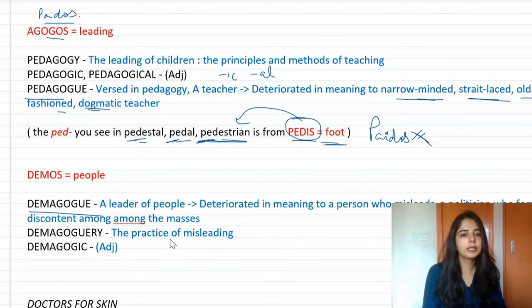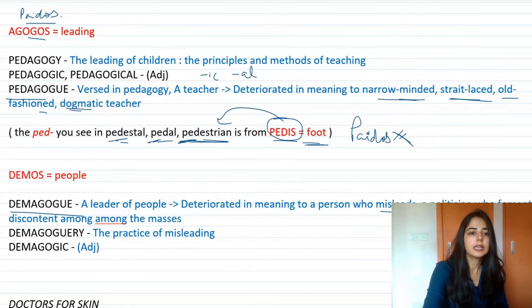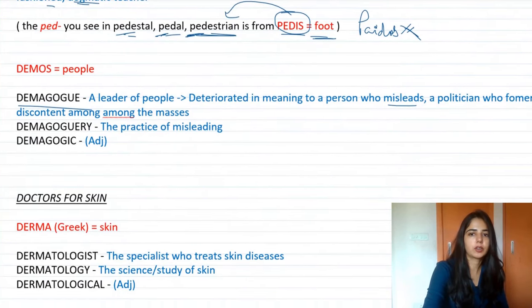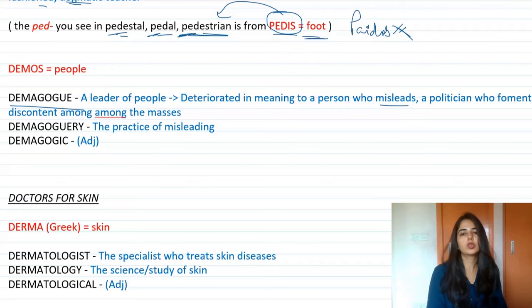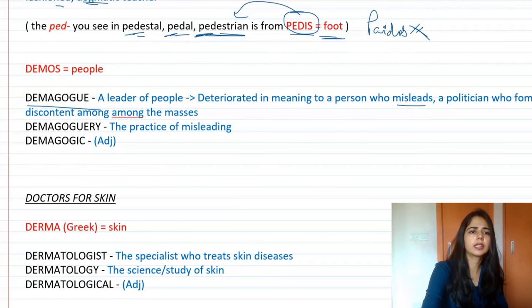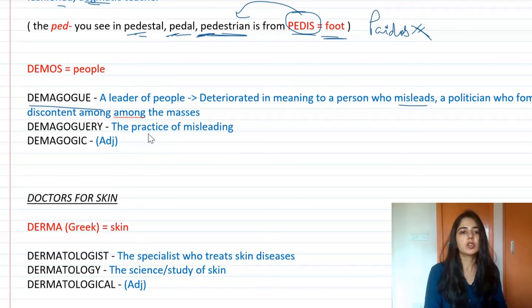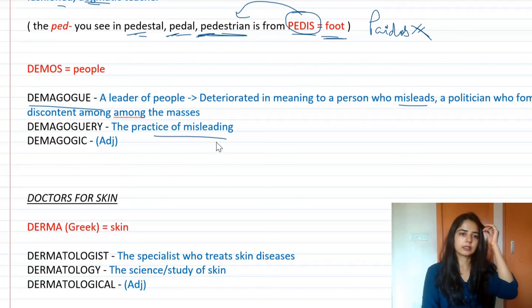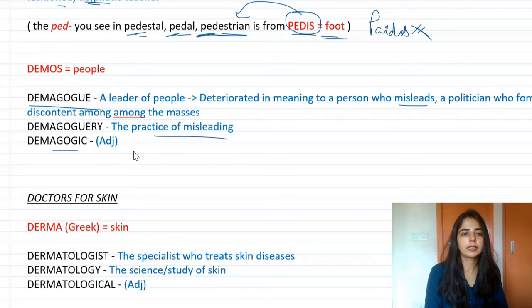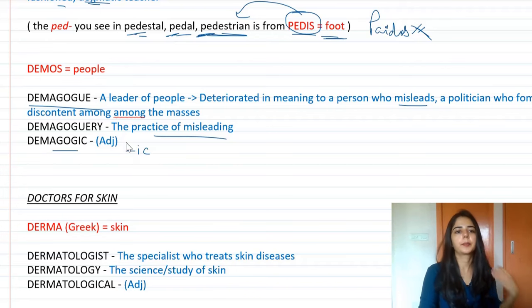But its meaning has also deteriorated to a person who misleads, a politician who foments discontent among the masses. So basically someone who causes a stir, someone who causes uproar and chaos. If that has happened because of a leader, then we use the term demagogue. It should not be used for any leader because it is a derogatory term. And this thing is known as demagoguery, the practice of misleading. The act of it is called demagoguery. And when you add the IC adjective, you get demagogic.